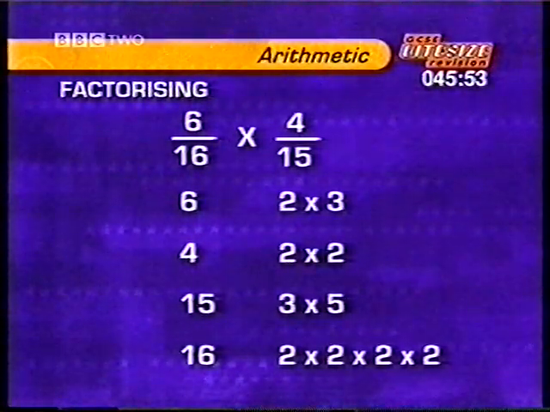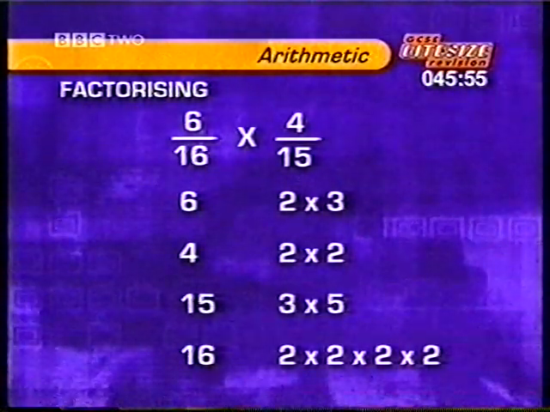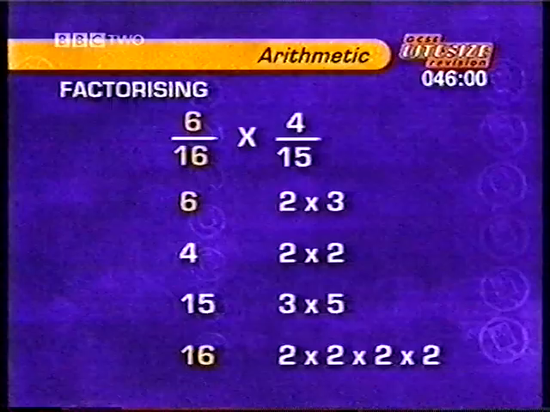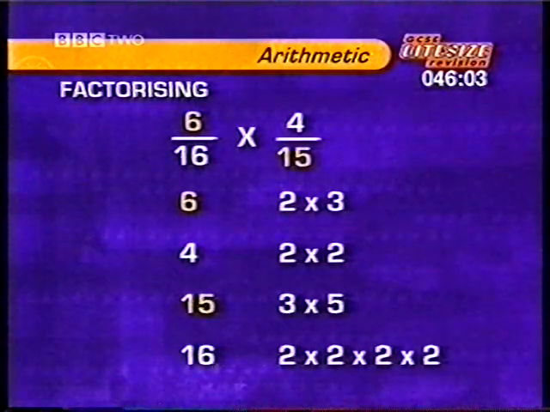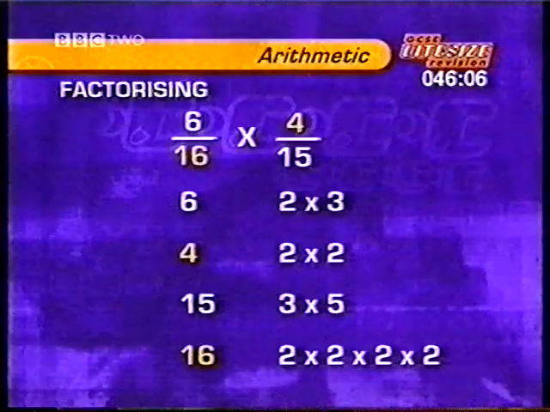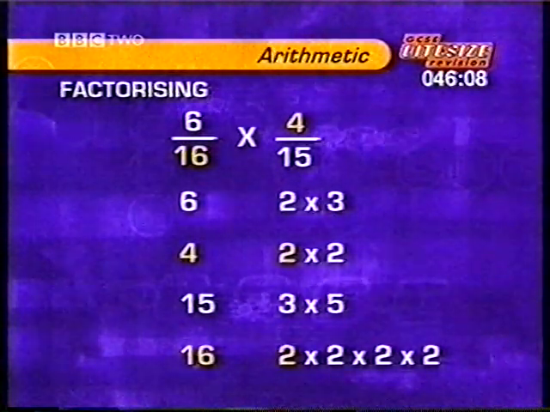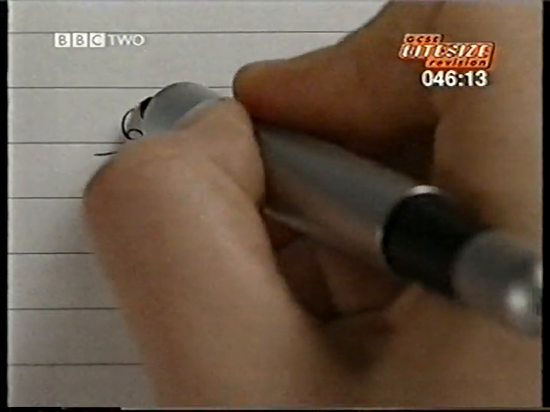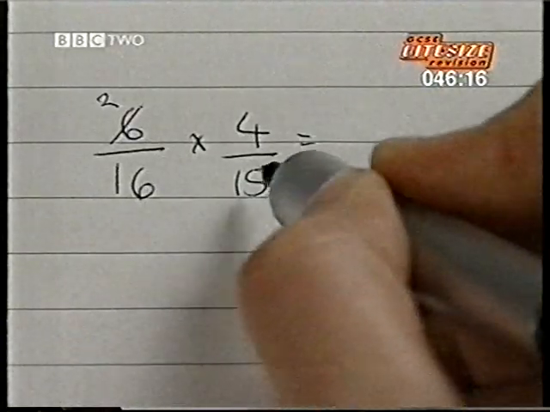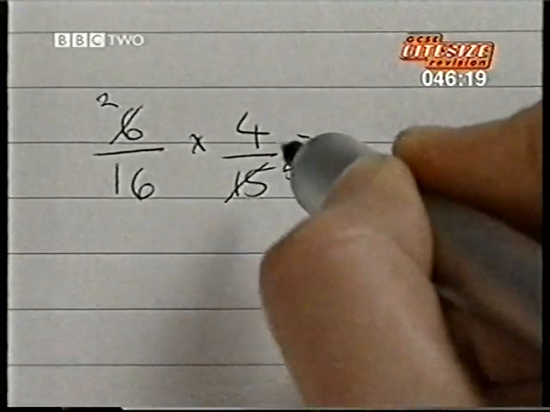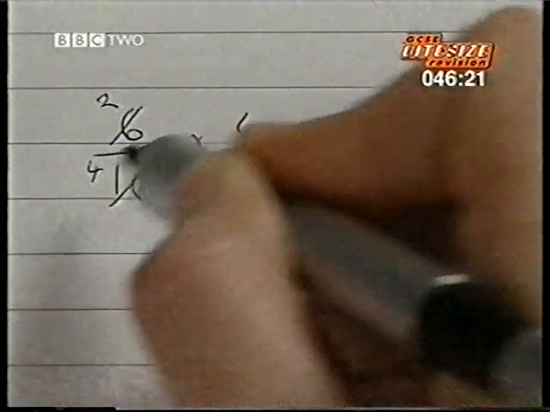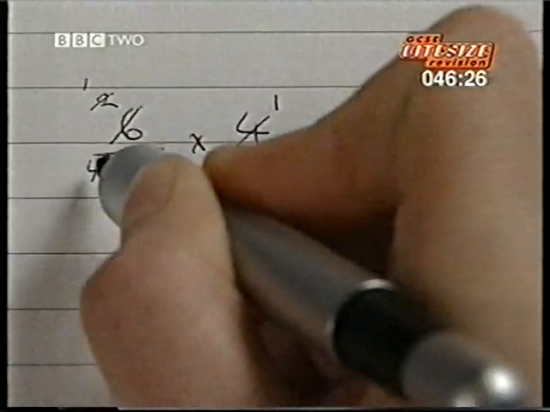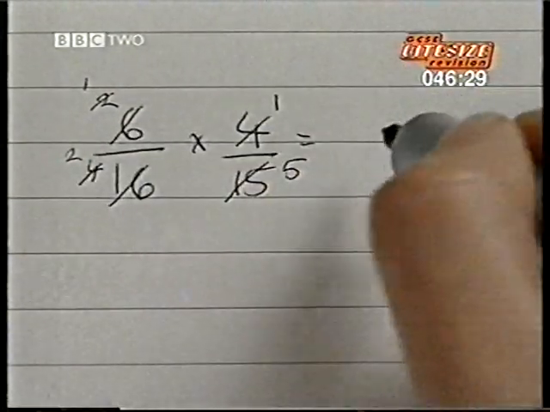We can use factors to help with multiplying fractions, like 6/16 times 4/15. 6 and 16 share a factor of 2. 6 and 15 share a factor of 3. 4 and 16 share a factor of 2. This is the principle behind cross-cancelling fraction multiplications. 3 goes into 6 and 15. 4 goes into 4 and 16. And 2 goes into 2 and 4. To give a half times a fifth, that's a tenth.